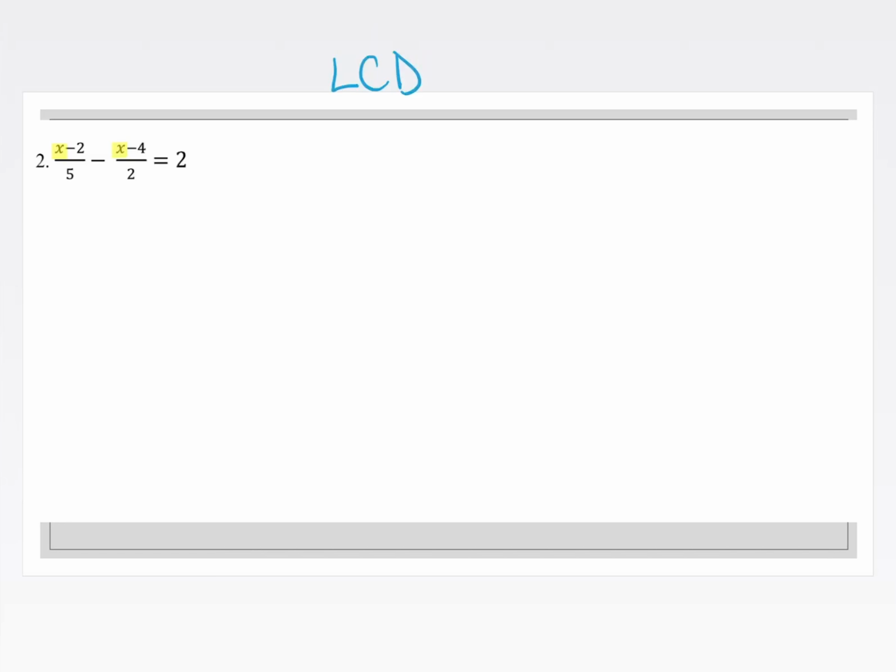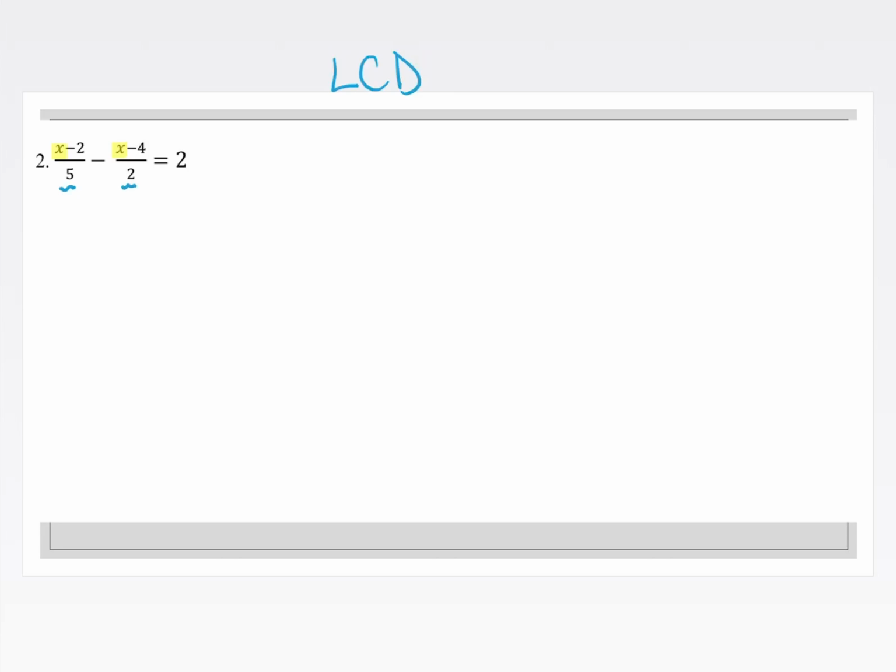The least common denominator is the same thing as the smallest multiple of both of these denominators. So oftentimes what you can do is multiply the two numbers together. However, that is not always going to give you the smallest multiple. It will still work, but you would need to reduce later on. So in this case, what is the smallest multiple of both 5 and 2? In this case, it is 5 times 2, or 10.